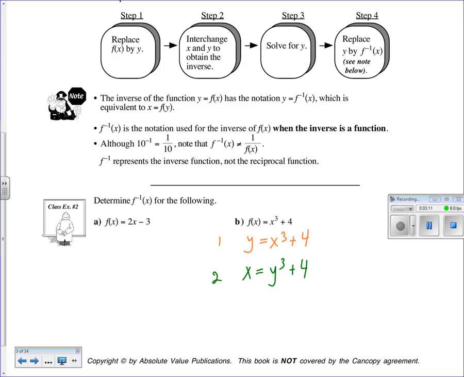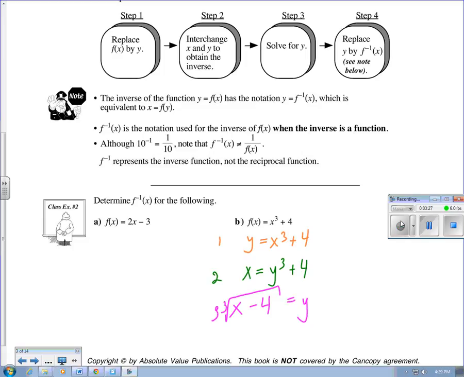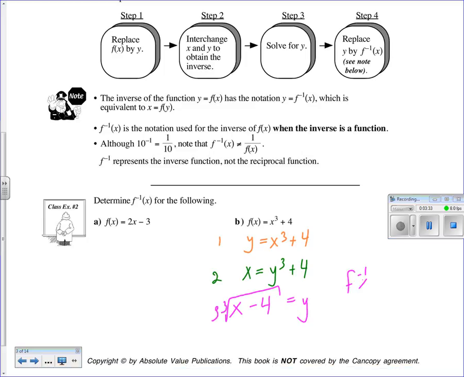That's step number 2. Step number 3, resolve for y. So a little bit of algebra, resolve for y. The cube root of x minus 4 is going to be equal to y. And then I'm going to replace my y statement with f to the minus 1 of x. And we'll be testing for that during this lesson. So that's how I find the inverse algebraically. Note where that minus 1 is sitting.